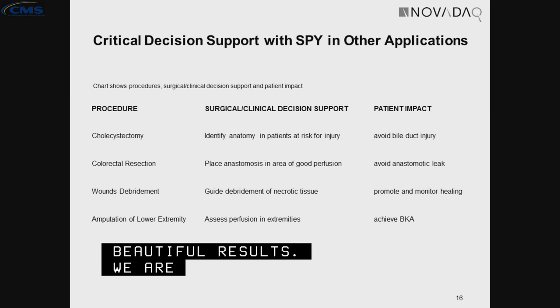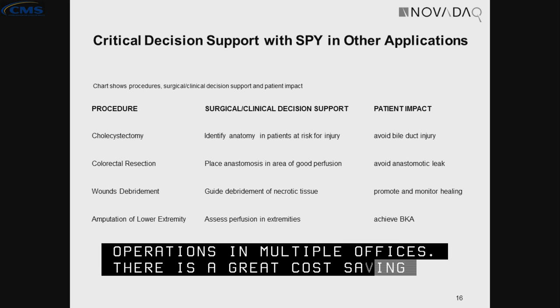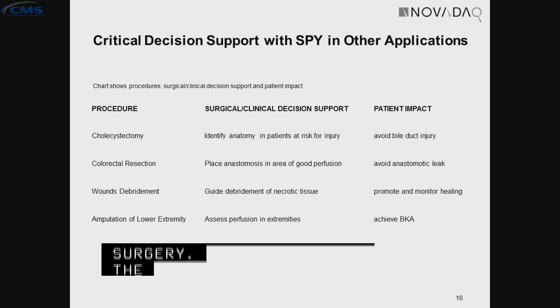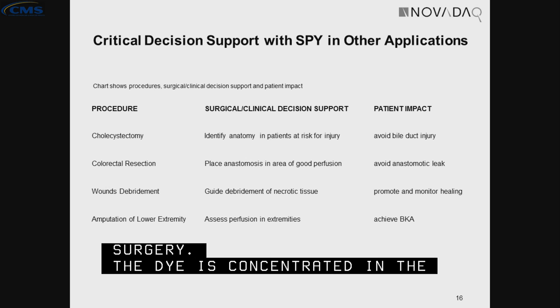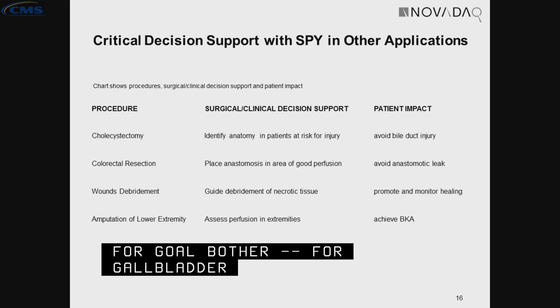It's not just in plastic surgery, certainly other areas. I mentioned that the dye is concentrated in the bile, so gallbladder surgery. The incidence of injuring the bile duct or common bile duct is a huge problem. If there's a complication there, the surgery that's needed becomes one of these outliers that are very expensive. You can use this to look at the biliary system and actually see the duct during surgery and protect it.